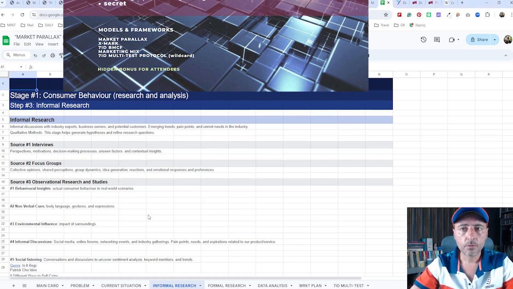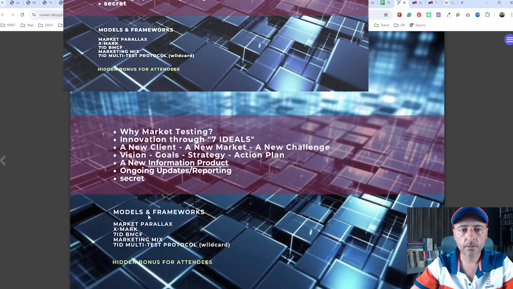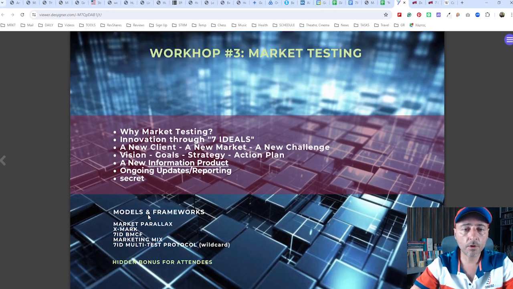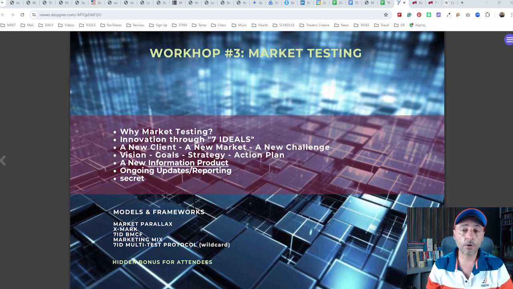So let's move on. Let's discuss the vision, the goals, and what we want to accomplish with this information product, why we do what we do. So the vision of the client: he has a vision for a better future, for a better world. He wants to create something new, something innovative. So we are a very good fit together, and he's a good fit for the 7 Ideals methodology. And our ultimate goal right now is to fund his business. So that's our main goal right now.